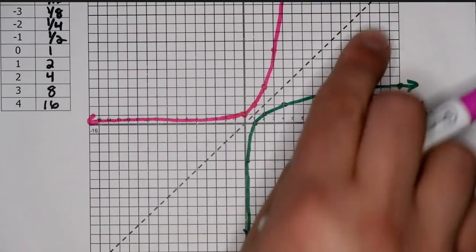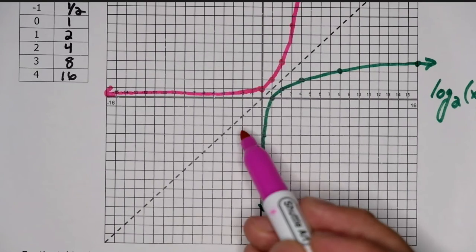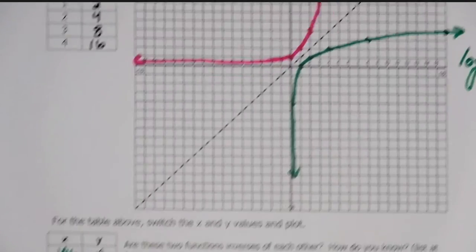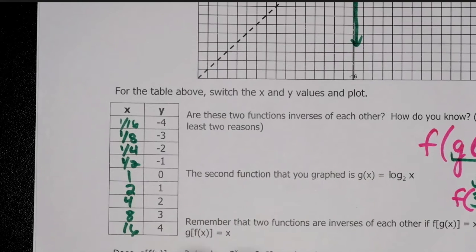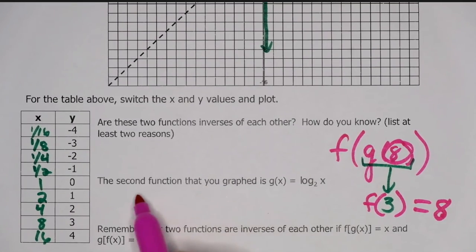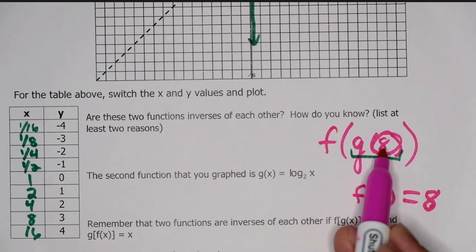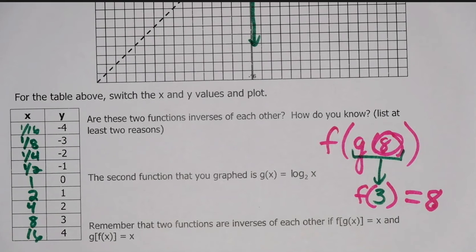So graphically speaking, it asks us to find two reasons here that they're inverses. Graphically speaking, they're reflected over y equals x, and then we can talk about the table. The x and y columns have been switched, so we can say they're inverses that way. And then we can also show that the composition of the functions are giving me the original input there. So that is just kind of a way of showing you that logarithms are inverses to exponential functions.